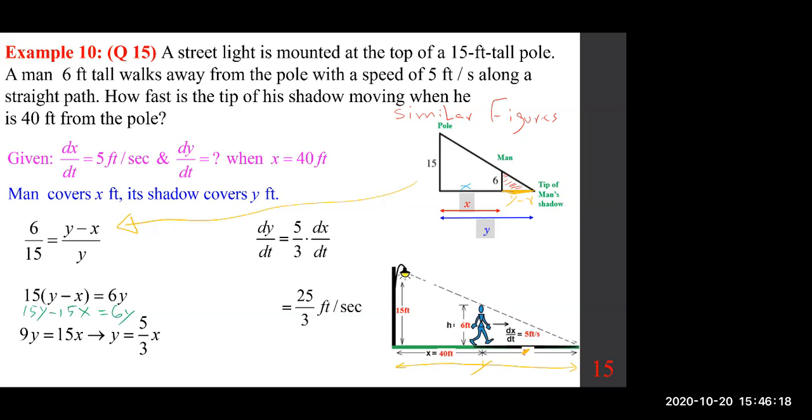Okay. So whatever dx/dt is, multiplied by 5/3, it's a tad more. So it's 25/3 feet per second. I hope everybody is comfortable with that. Okay, class? I hope everybody is comfortable with that. So having said that, we are ready to move on.